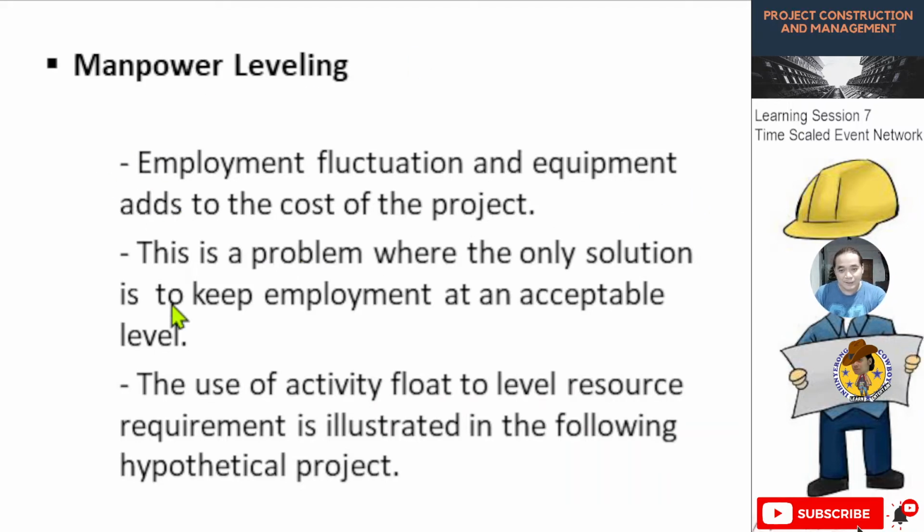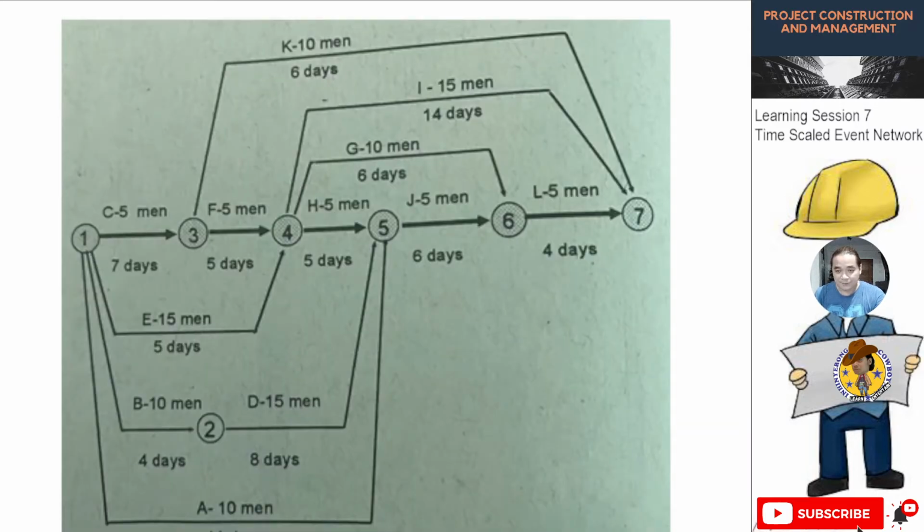Okay, then this is a problem where the only solution is to keep employment at an acceptable level. Then the use of activity flow to label resource requirement is illustrated in the following hypothetical project. Okay, so like this one, if you have this diagram, you can see the deployment of the personnel or the people among the activities.